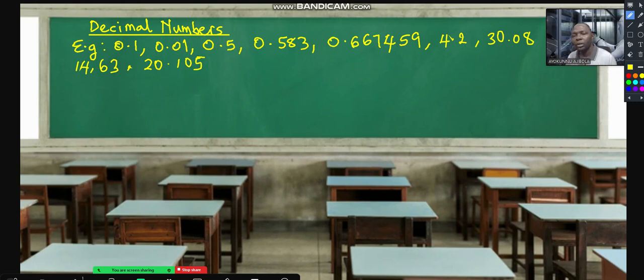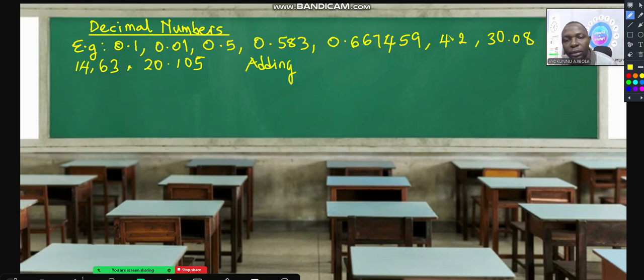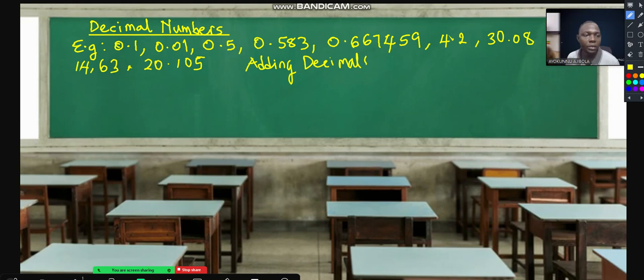Okay, now we can add decimals. Yes, whenever we're adding decimals, we should always be careful with our place values. So adding decimals, we're going to pick some of these decimals to be added.